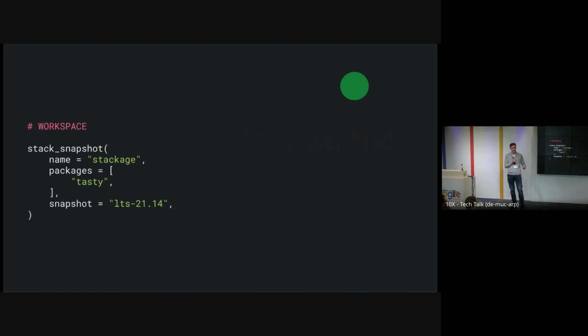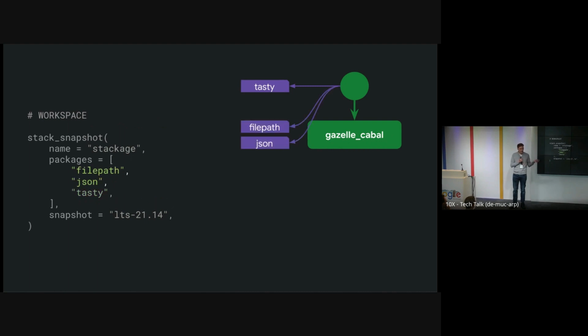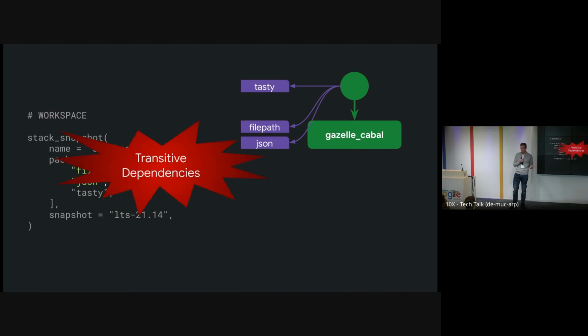Now let's consider a case where we are the root project. We depend on the Haskell package tasty for unit testing, but we also depend on the Bazel module Gazelle Cabal. But now we have a problem because Gazelle Cabal depends on filepath and JSON, but we didn't import those in our workspace file. So they're going to be missing for Gazelle. So what we have to do instead is that we have to pull those transitive dependencies actually into our workspace file and import them there as well so that they're available. So again, the problem here is that the workspace mechanism does not offer transitive dependency resolution.